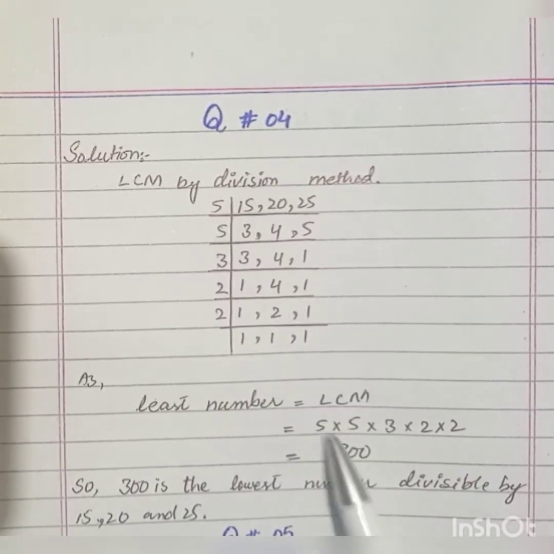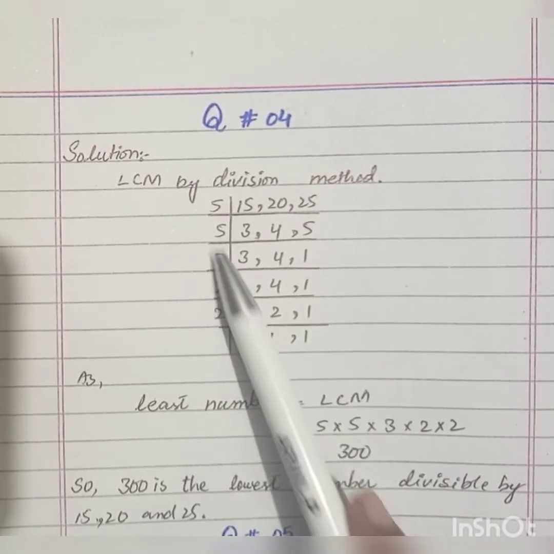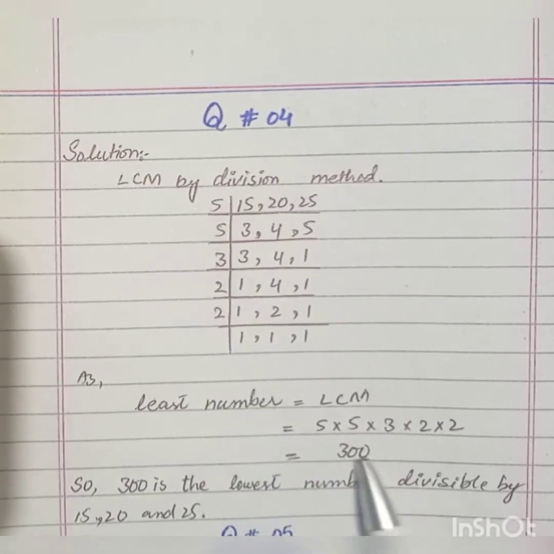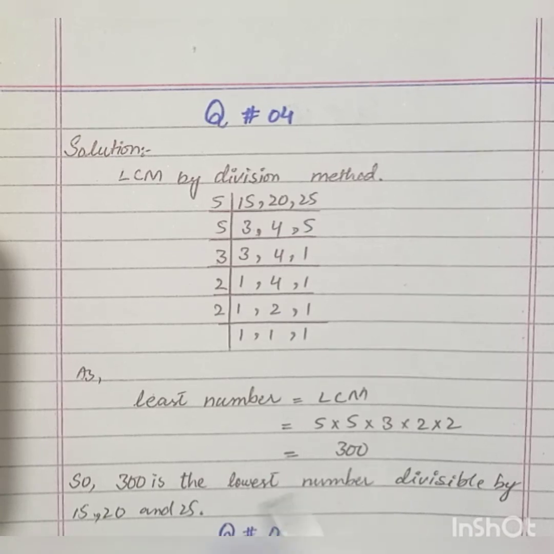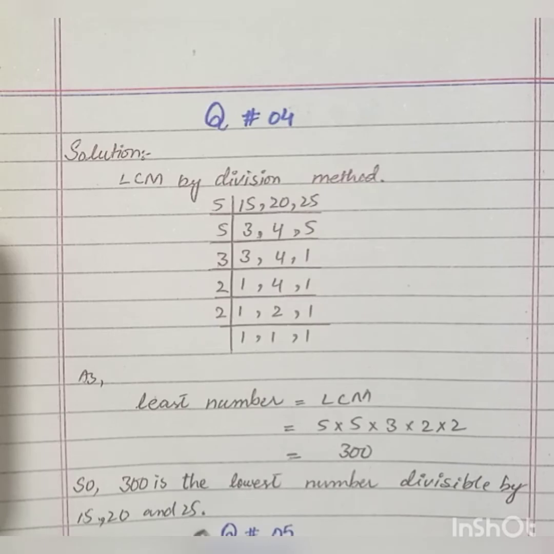As we know, students, the least number will be equal to the least common multiple, that is 5 multiplied by 5 multiplied by 3 multiplied by 2 multiplied by 2, and their product gives the result 300, which shows that 300 is the lowest number divisible by 15, 20 and 25.